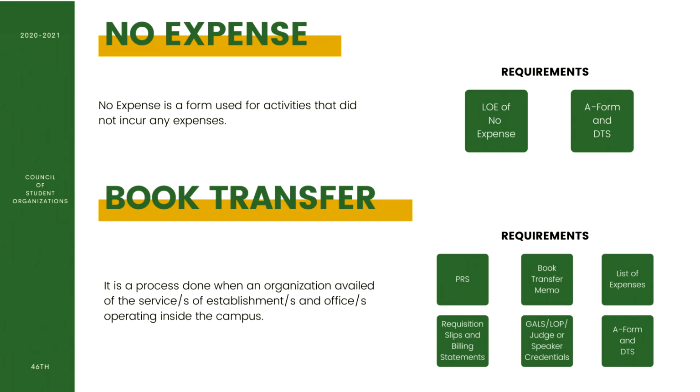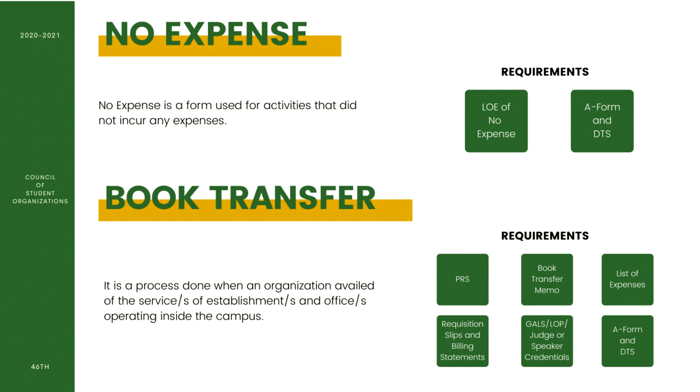No expense is a form used for activities that did not incur any expenses. This document must also contain the A form and DTS and make sure that the activity name and activity title are consistent with the A form. The signatory for noted by must hold a higher position than the signatory in the prepared by.